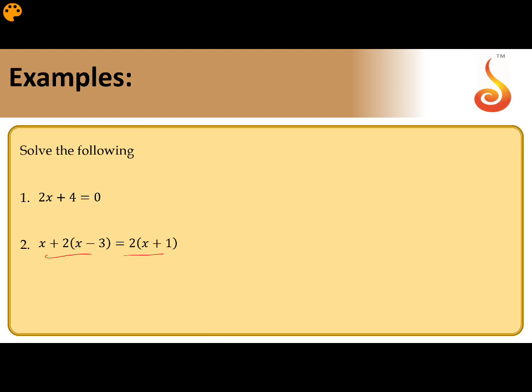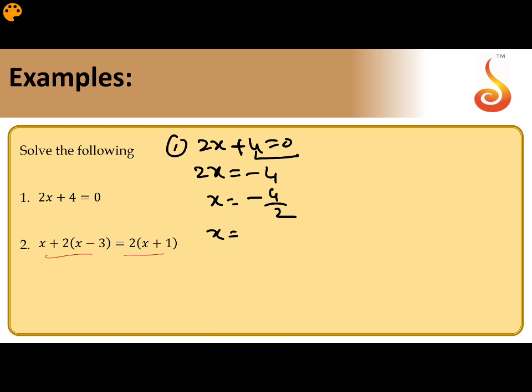The first one, 2x plus 4 equal to 0. So now you can solve for x. 2x equal to, shift plus 4 that side, it gives minus 4. Then x equal to, divide by 2. So therefore x value is minus 2. This is the solution for the first equation. So that means the first equation is valid only for x equal to minus 2.